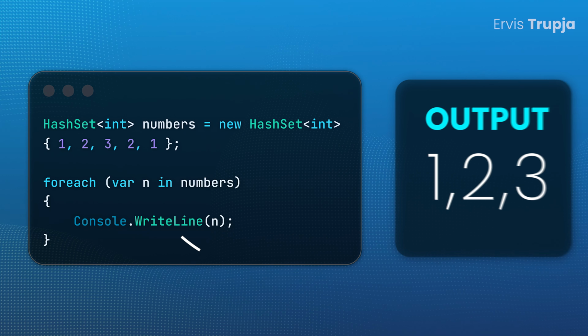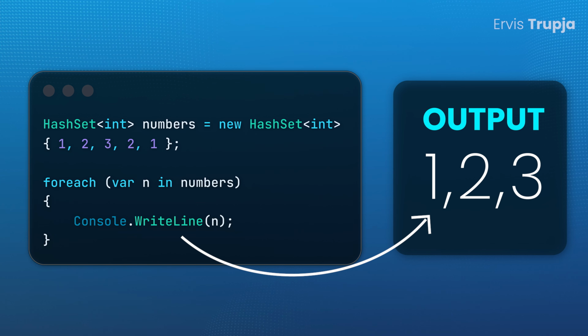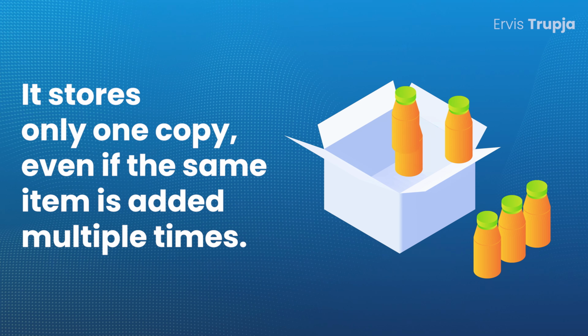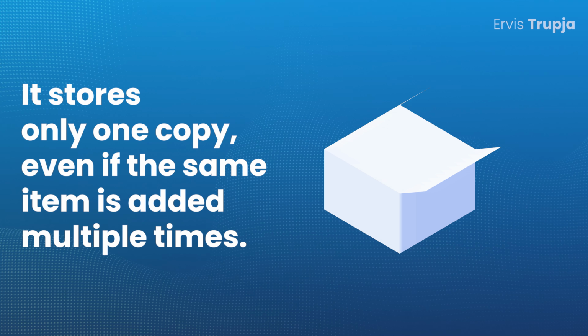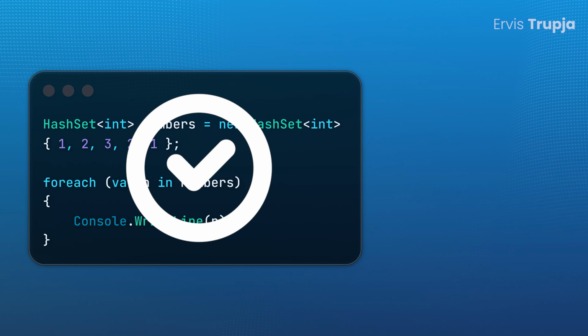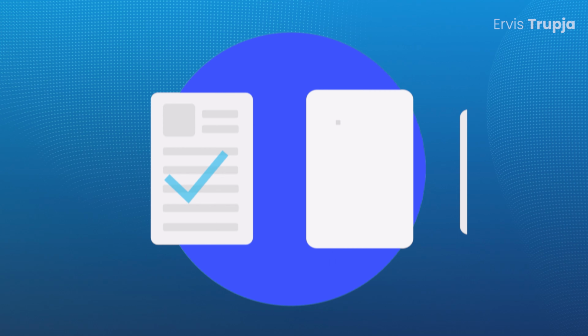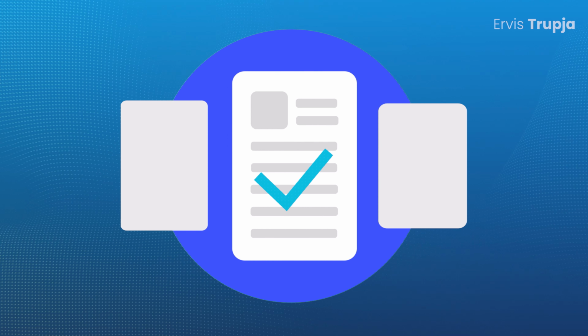HashSet is a special collection that automatically keeps all the elements unique. If you try to add the same item multiple times, it only stores one copy. This makes it perfect for removing duplicates or quickly checking if something exists in a collection.